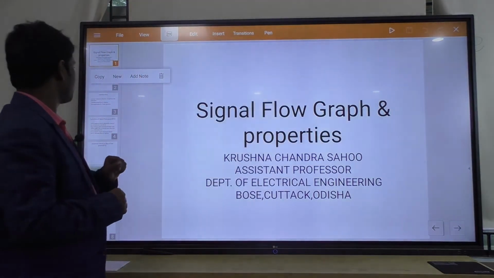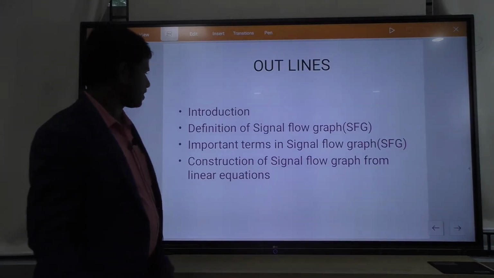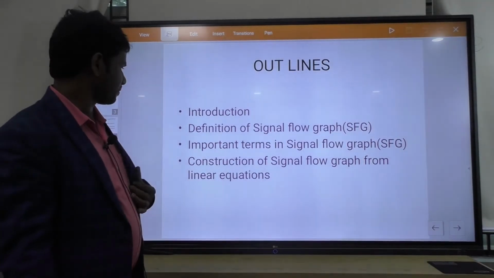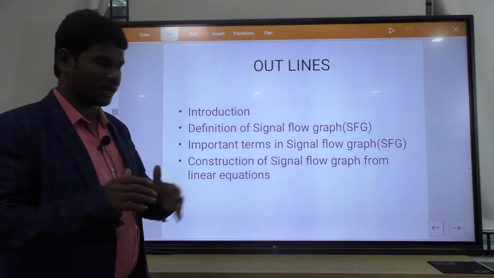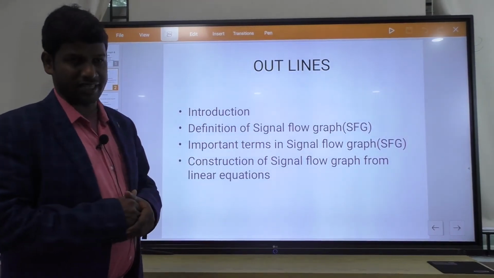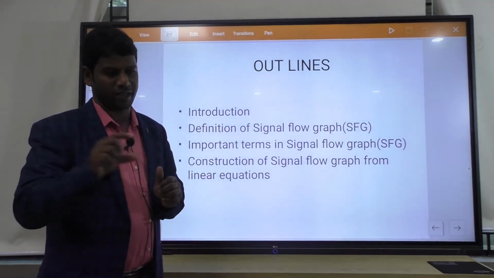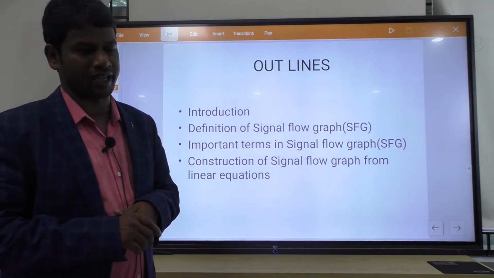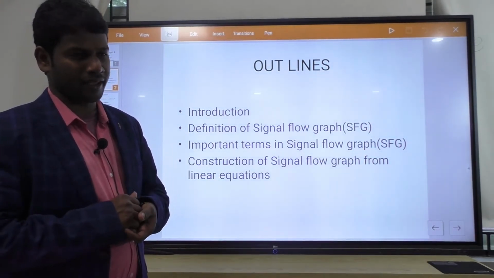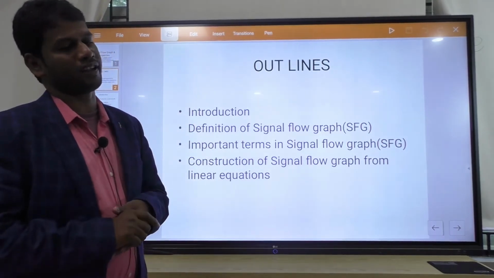So in this topic I give you the outline. I discuss the introduction of a signal flow graph, the definition of a signal flow graph, important terms regarding the signal flow graph, and the construction of a signal flow graph for linear equations. For a particular system, some linear equations are given. Using those linear equations we draw the signal flow graph, and from the signal flow graph we find the transfer function.